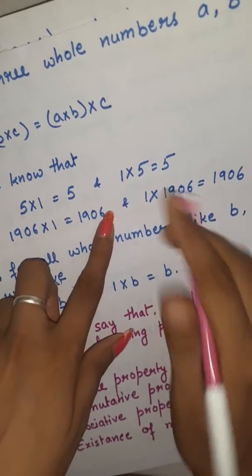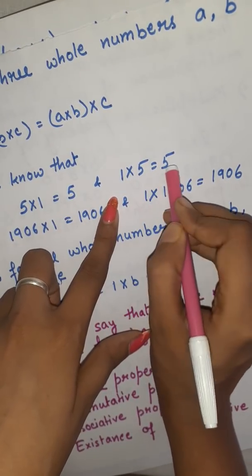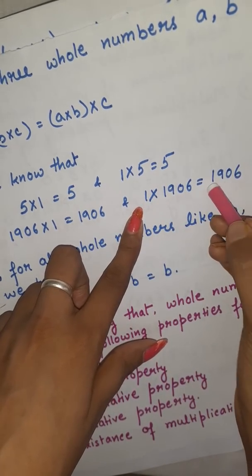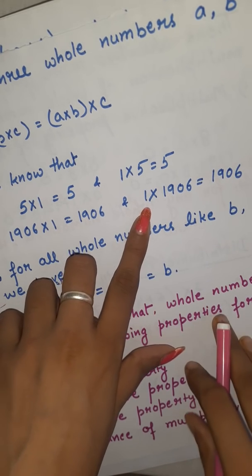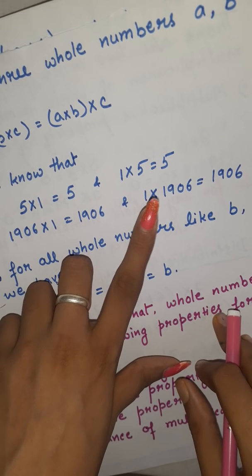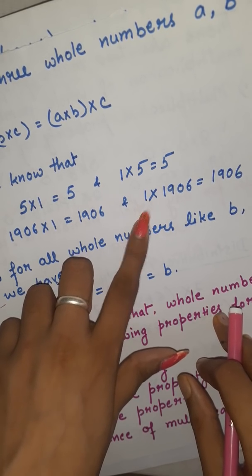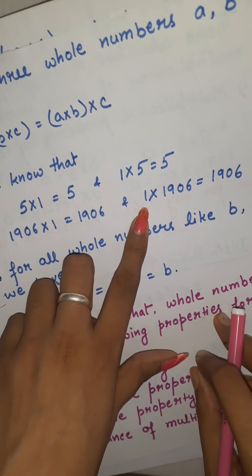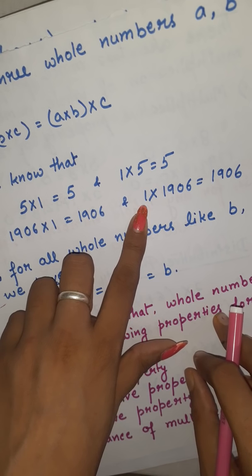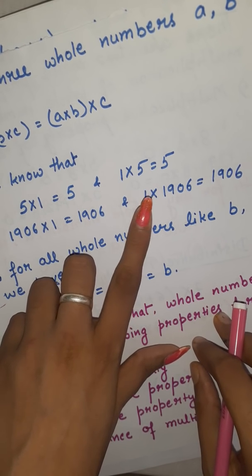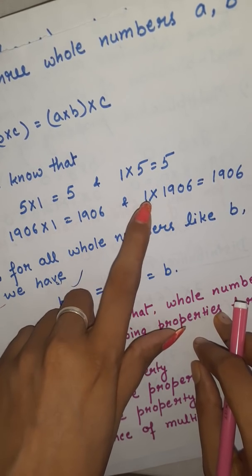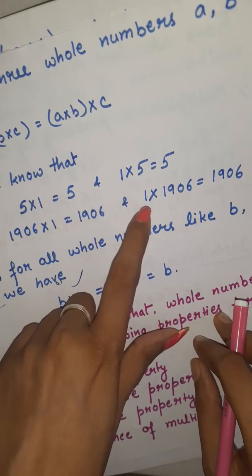What if we reverse the order? 1 is multiplied by 5, then also you are getting the same number 5, and 1 is multiplied by 1906, then also you are getting 1906. So we can say that 1 is the multiplicative identity. Remember, whenever you are talking about identity, you have to mention for what operation you are mentioning. Because for addition the identity is different, and for multiplication the identity is different. For addition you had the identity 0, but for multiplication you had the identity 1. So remember to mention for which operation you are talking about.